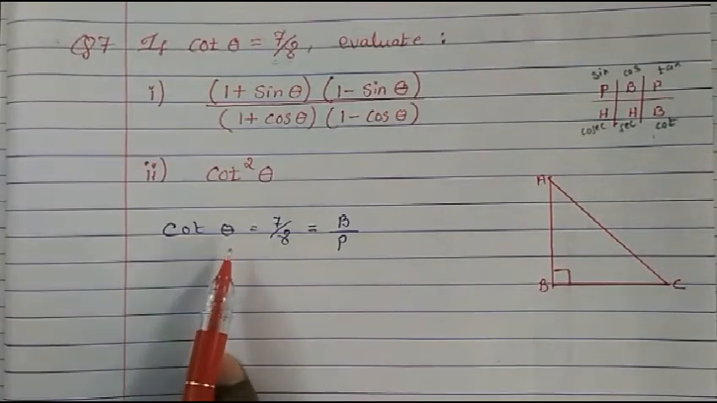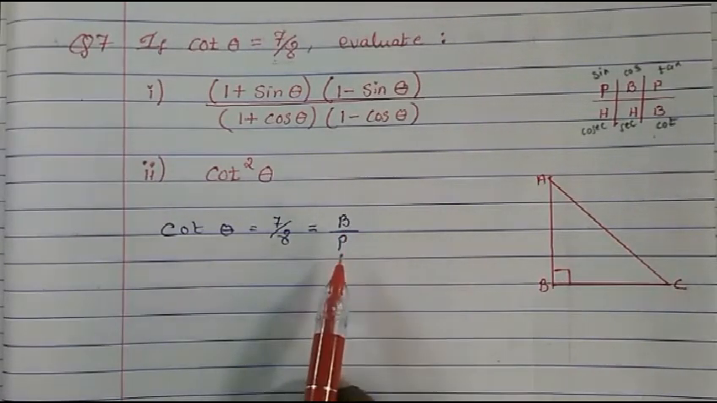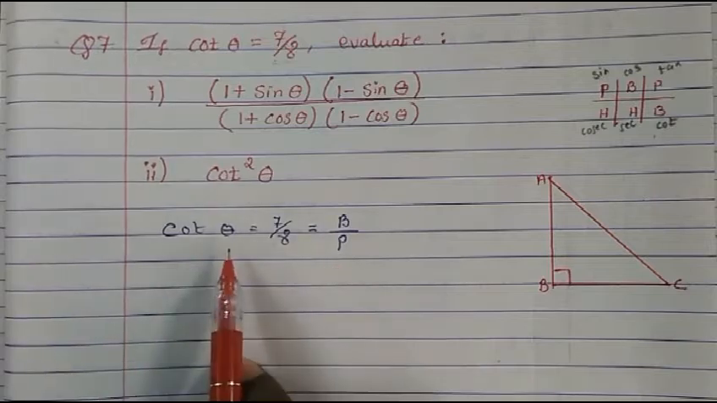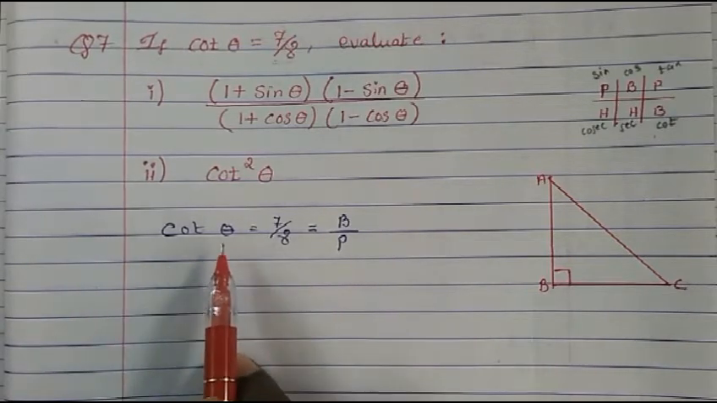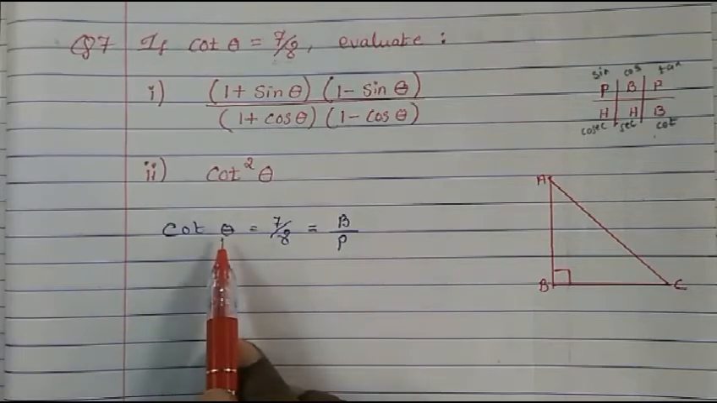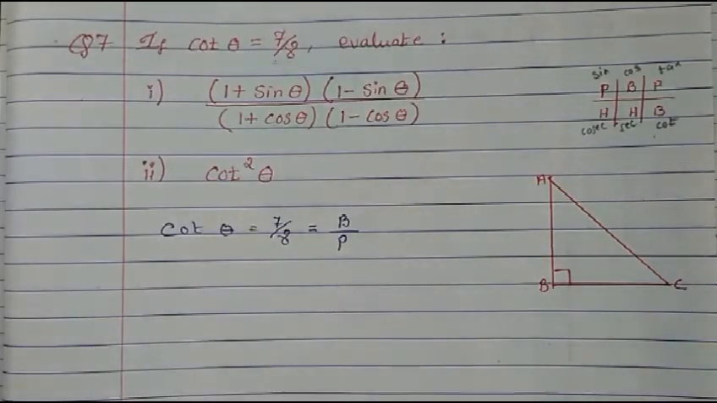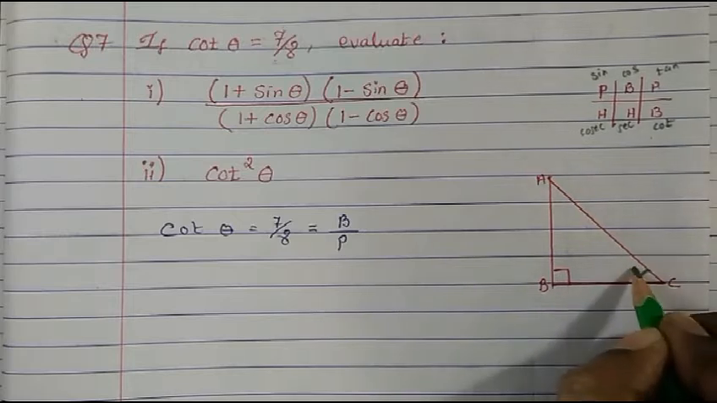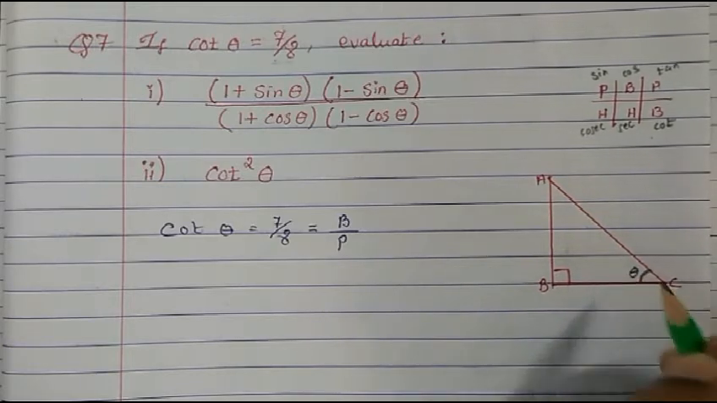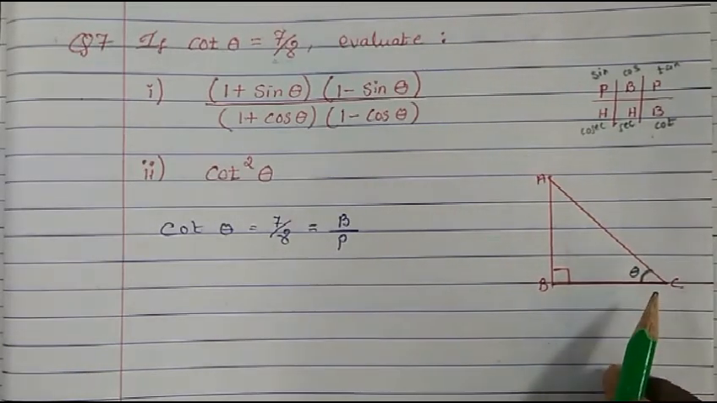So now cot theta is base upon perpendicular. Theta is given to us, but it is not mentioned whether it is A, B or C. Nothing is mentioned, just theta is given. So we can take theta anywhere. Let's take this as theta. This is our theta.